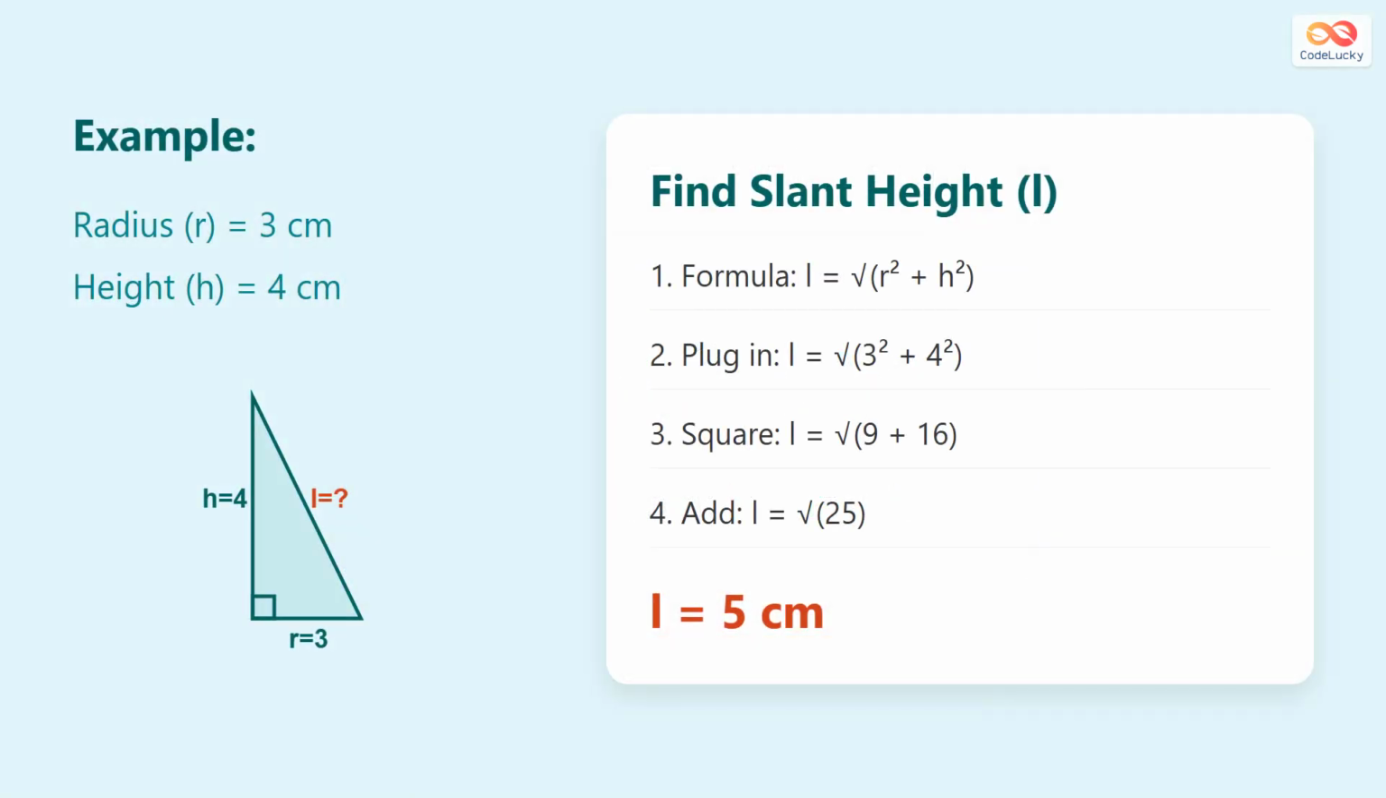Let's try an example. Suppose we have a cone with a radius of 3 centimeters and a vertical height of 4 centimeters. To find the slant height, we calculate the square root of 3 squared plus 4 squared. That gives us the square root of 9 plus 16, which is the square root of 25. So, the slant height is 5 centimeters.